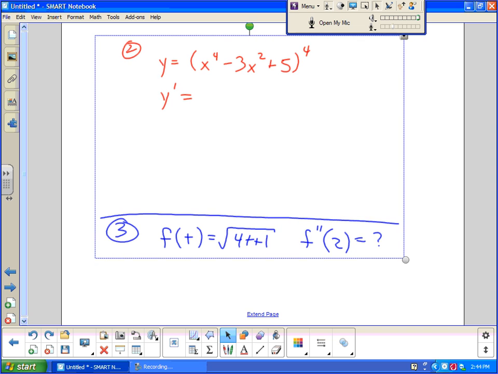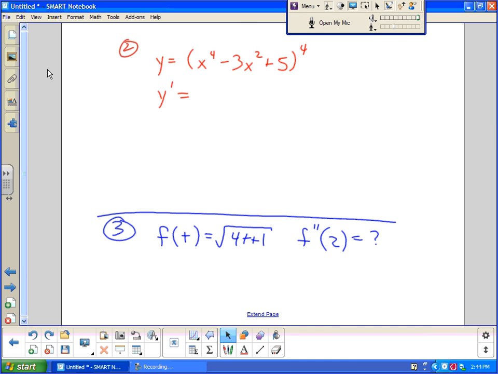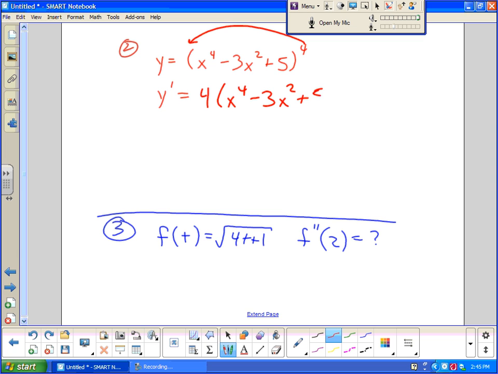All right, next two are not nearly as bad. The next one is a chain rule. I am not going to do u substitution. The power comes down, 4 times x to the 4th minus 3x squared plus 5, reduce the power by 1, times the derivative of the inside. The derivative of this stuff, minus 6x. We're done. That's the answer. Do you want to move that to the front and multiply that 4 by the right side?